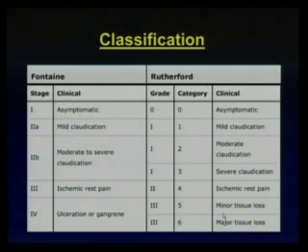There are different classifications that we use for CLI or PAD, and the Rutherford is the main one that we use. So we are talking about Rutherford category 4 to 6, not 0 to 3, okay? So rest pain, tissue loss.